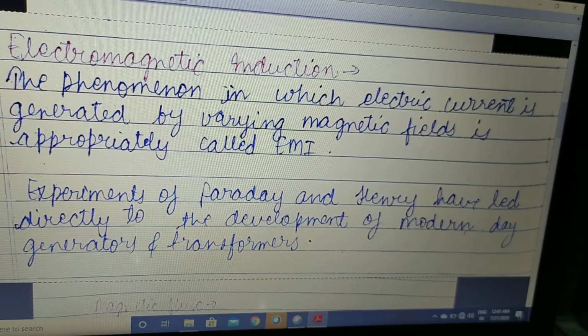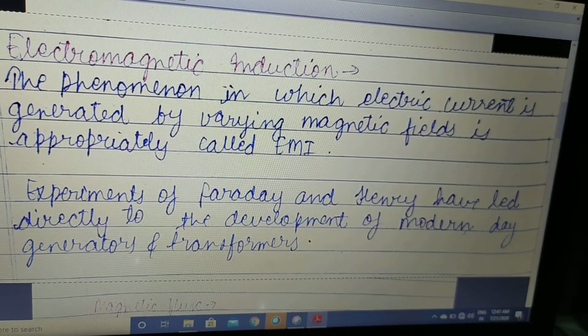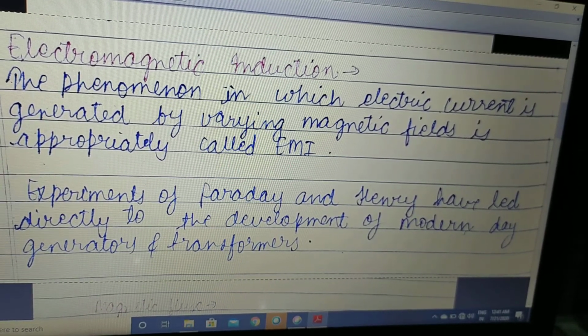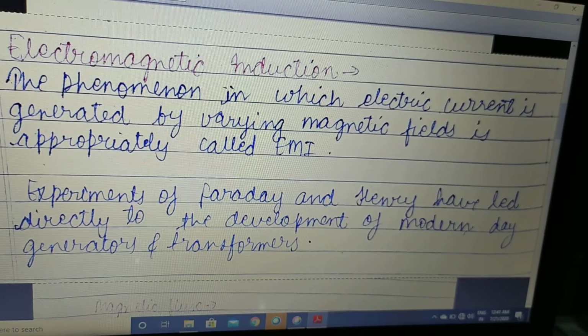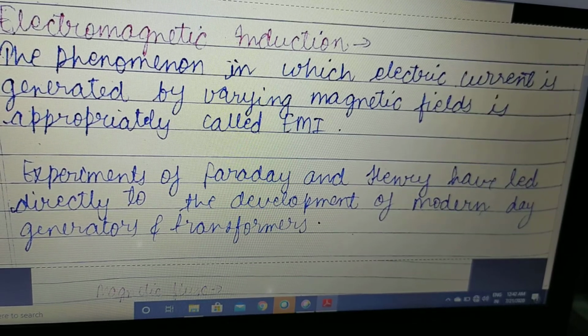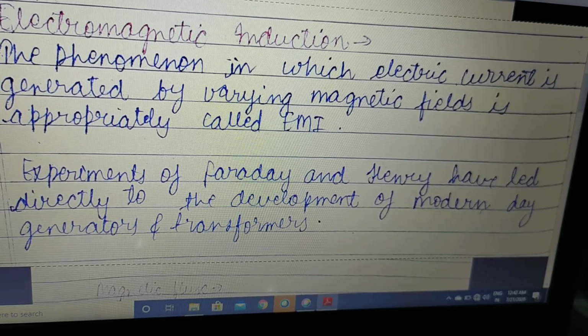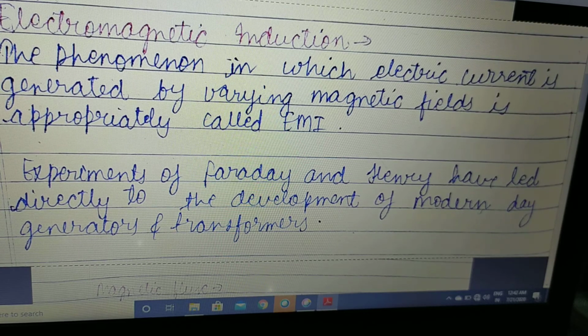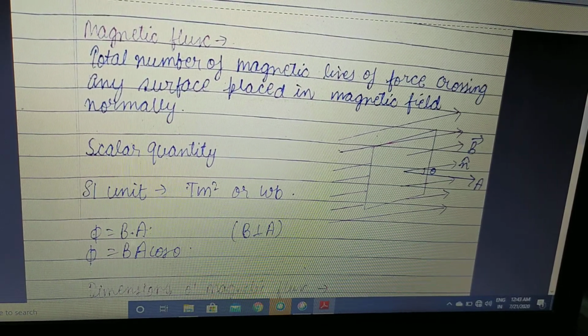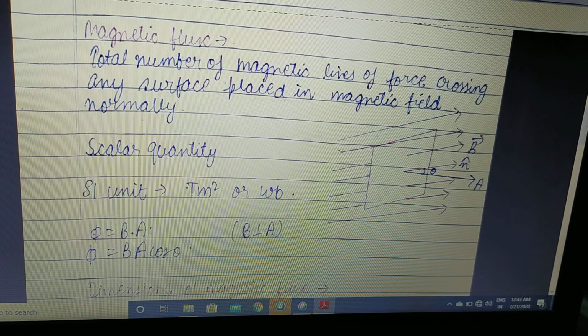Okay, as we are already aware of the vice versa phenomenon, like we have seen that magnetic fields are generated by varying electric current. Now we want to study the phenomenon in which electric current is generated by varying the magnetic field. Before discussing that, let us first define and understand what is magnetic flux.